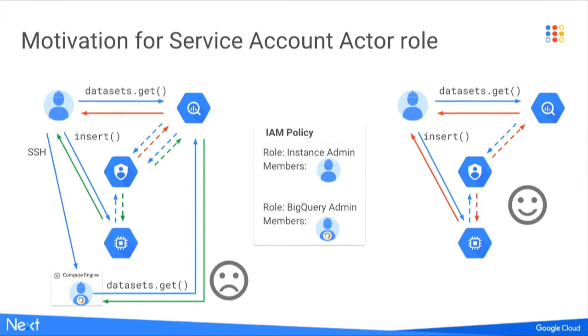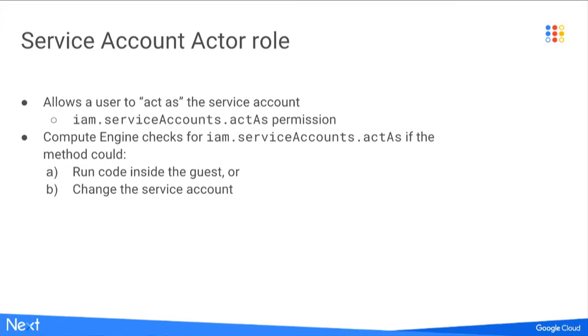We wanted to avoid surprises. We want that if you want someone to act as another identity, it's an explicit choice that you make. The service account actor role is the predefined role that grants this act as permission. And Compute Engine checks for this permission in two cases.